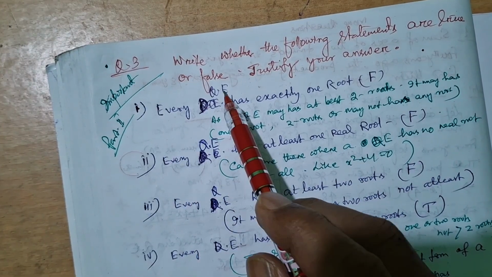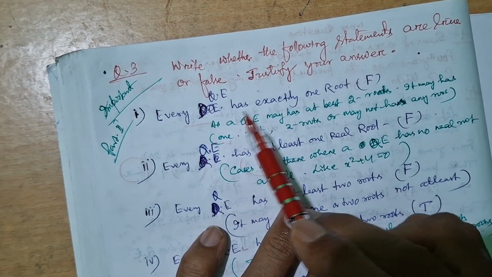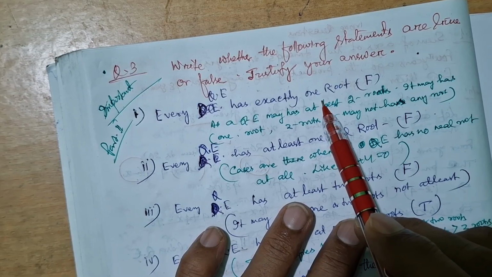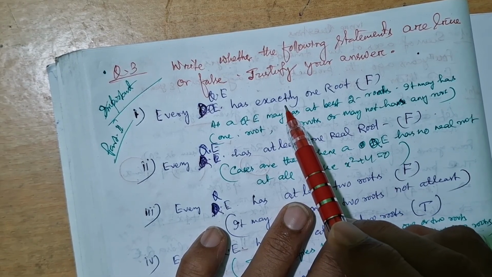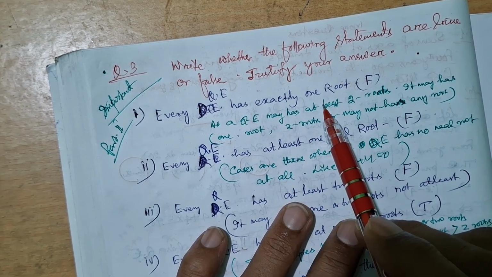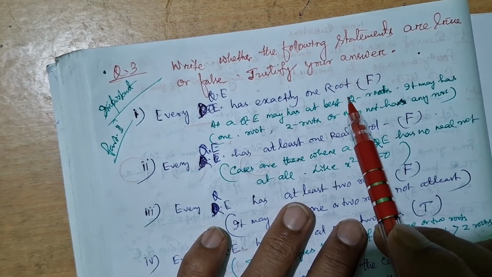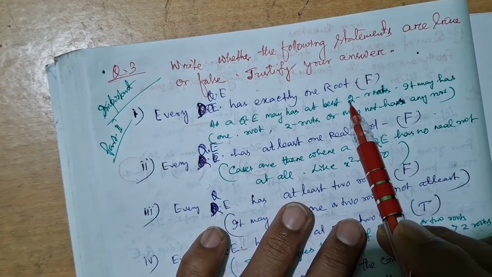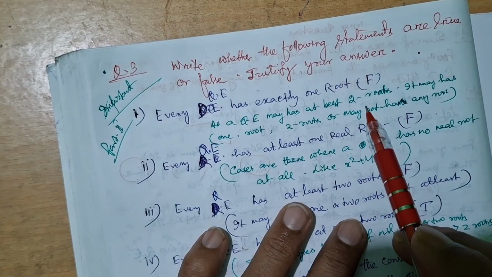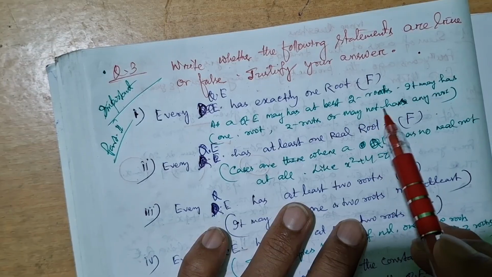First, every quadratic equation has exactly one root. Whether it is false or true? I have read earlier about the roots of polynomials. If it is linear, it has at best one root. If it is quadratic, it has at best two roots. At best, what does it mean? If it has roots, it may be no roots, one root, or two roots, but it cannot be three or four roots, because 3 exceeds 2, 4 exceeds 2. So it has a maximum of 2 roots.